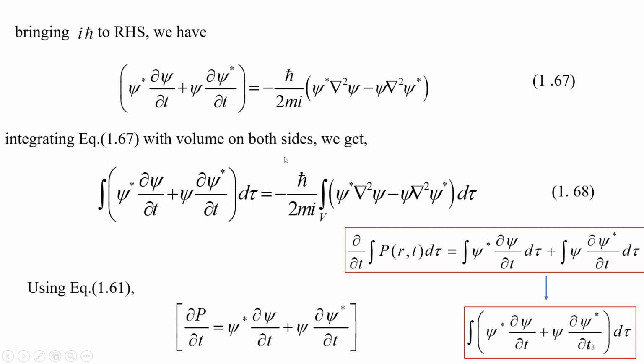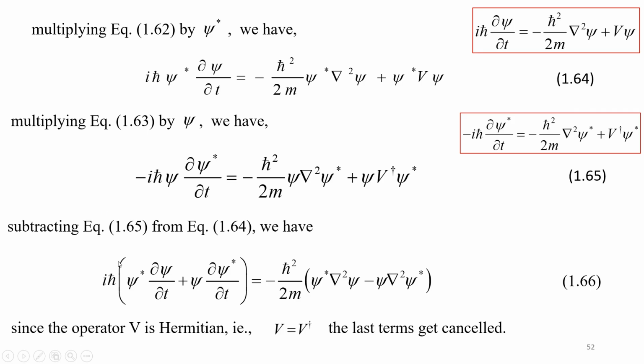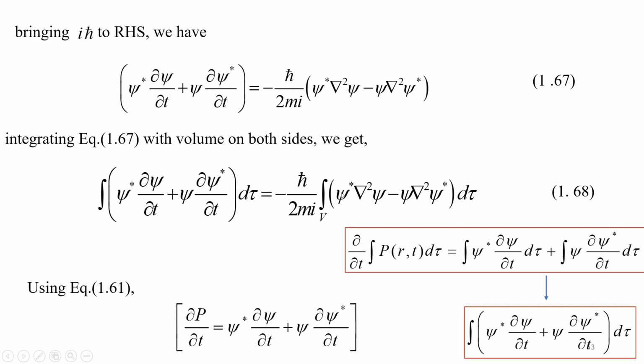So bringing this iħ cross to the right hand side. We have iħ cross here on the left hand side, you just bring this term to the right hand side, and we will get this equation. Now integrating on both sides with respect to volume, we will have this expression. So this is the final expression, 1.68.